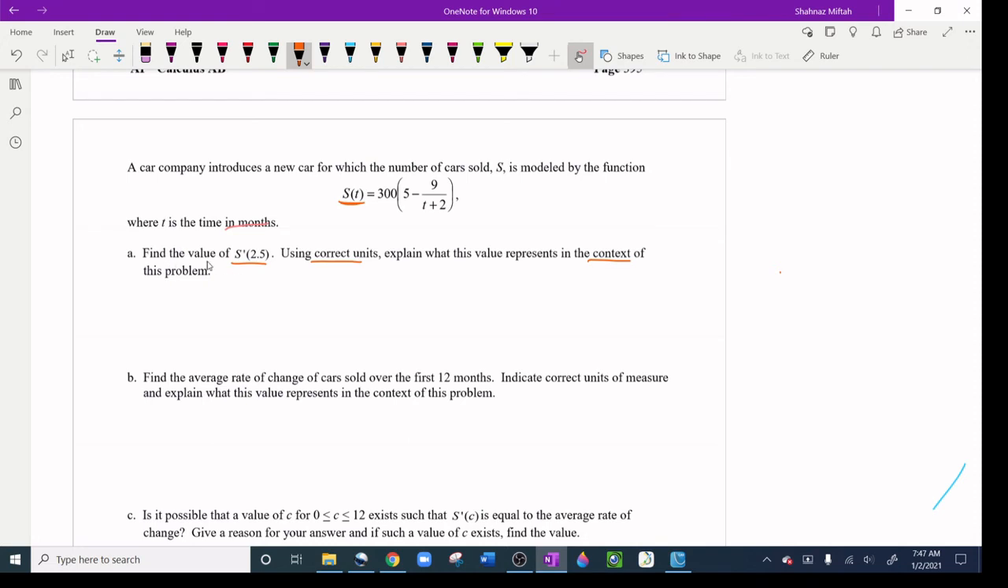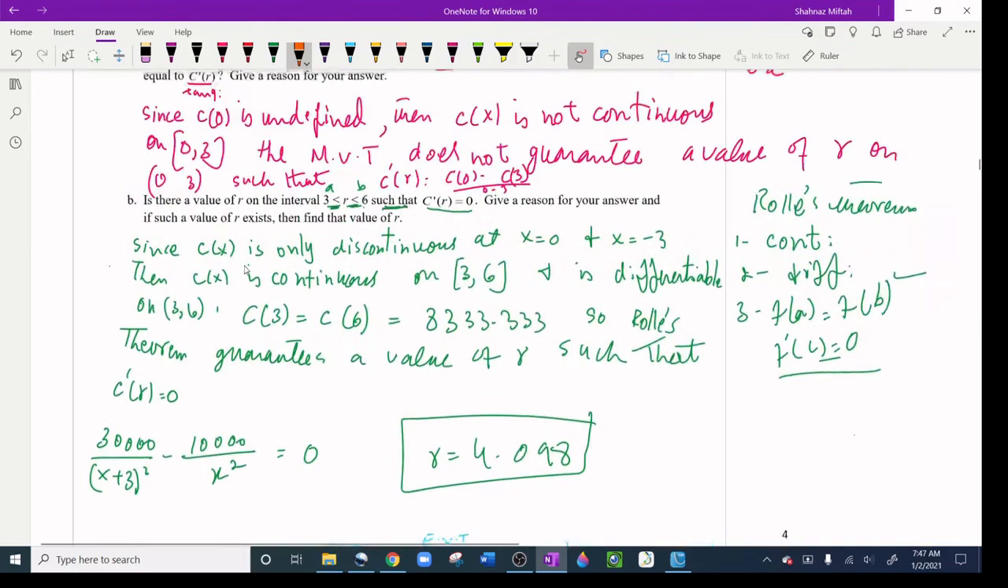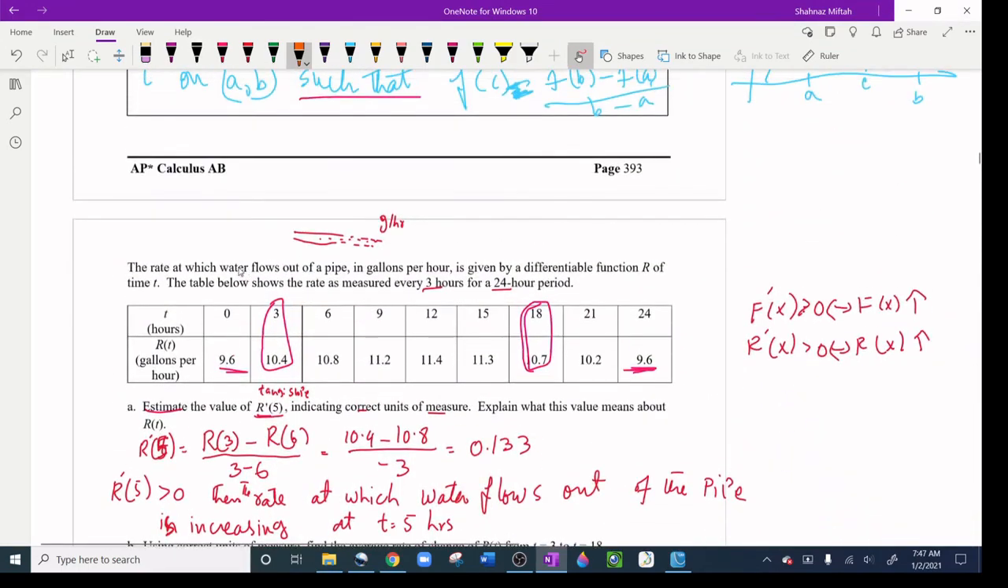We did a question like this before, where it said estimate the value of S prime of something. Estimate or approximate of something means you have to do the secant slope. Like in this question, the first one, estimate the value of R prime of 5. They said estimate, so I have to do the secant slope. I did write tangent slope, but when they use the word estimate, it means I have to do the secant slope, f of b minus f of a over b minus a.